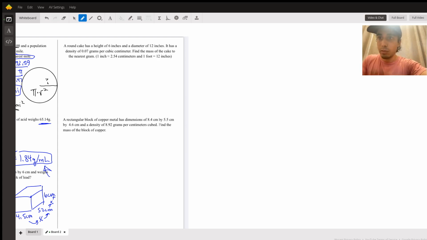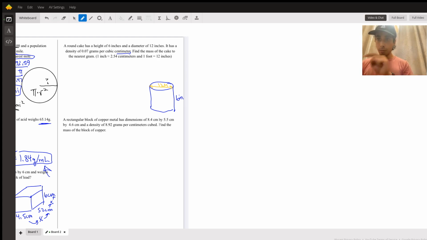So it says we've got a height of 6 and a diameter of 12. So let's go ahead and draw that out. Got a height of 6 and then a diameter, so that tells us all the way across is 12. And this is going to be in inches, and that 6 is also in inches. Okay, but notice our density is in cubic centimeters, so we want to go ahead and convert this into centimeters. All right, let's do that.